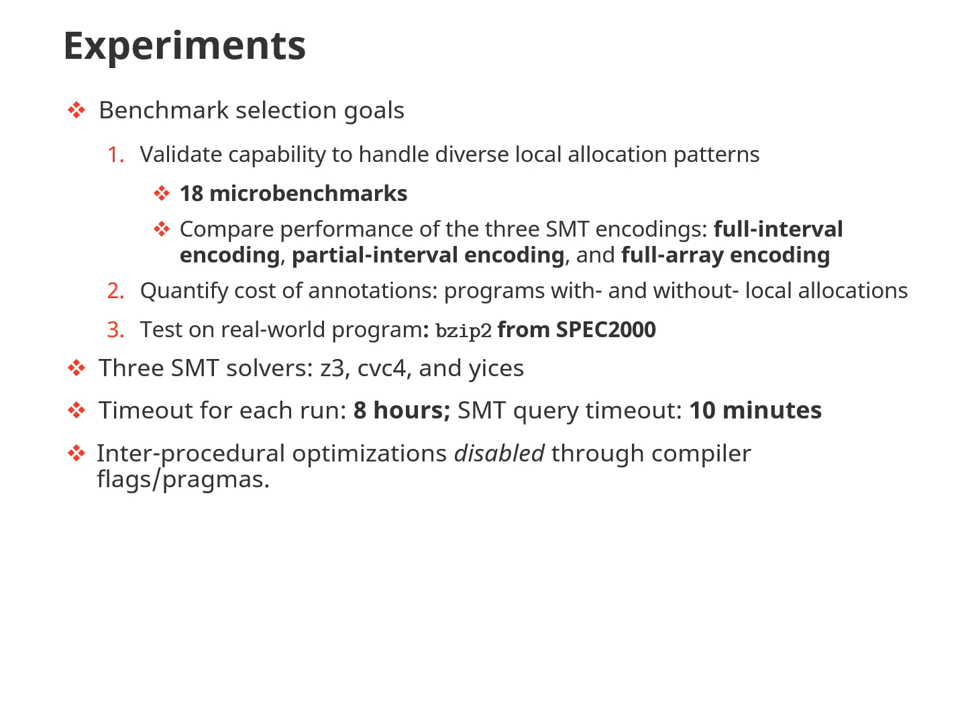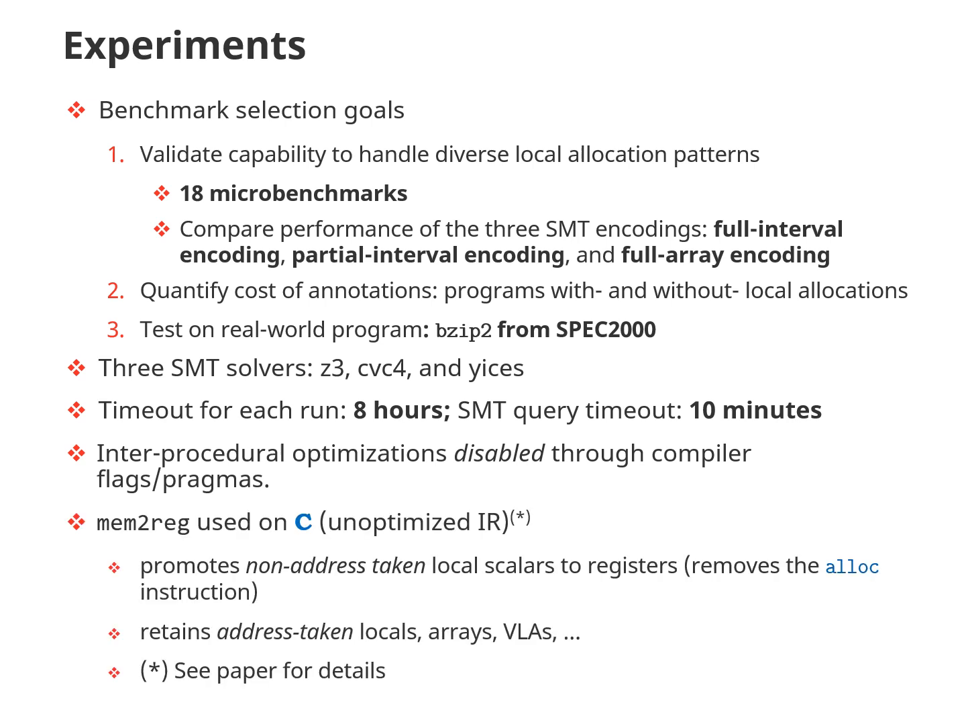In our compilations, we disable interprocedural transformations through compiler flags. Finally, to simplify proof effort, we use mem2reg on the unoptimized IR, which promotes non-address taken local scalars to registers but retains address taken locals and arrays.